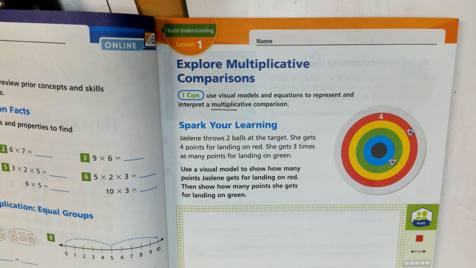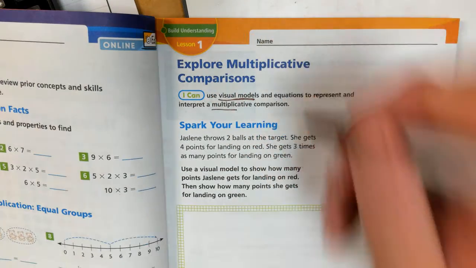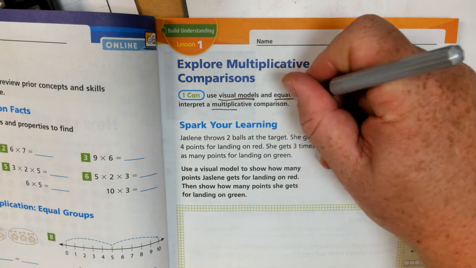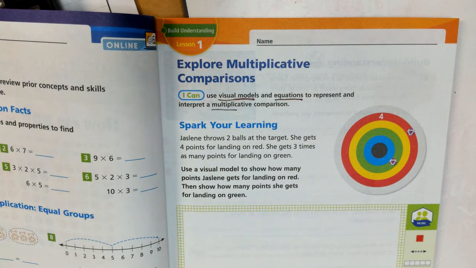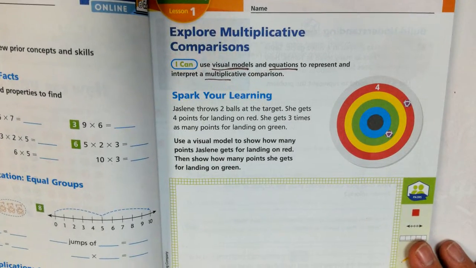It also says here we're going to be using visual models. So we're going to be using the space in our book to draw pictures and make visual representations and also write equations. So we're going to be practicing those 3 main things today in our math lesson. Okay, let's go ahead and get started. I will read the first question to you.